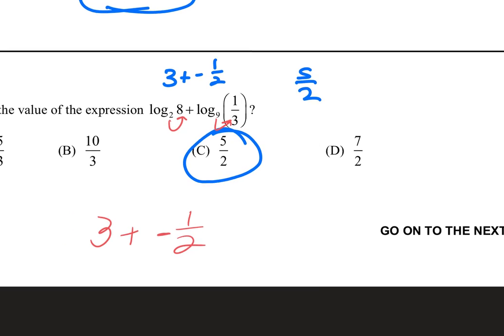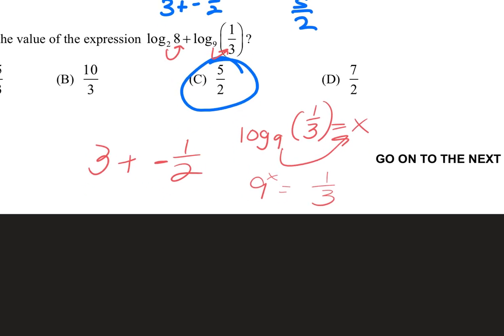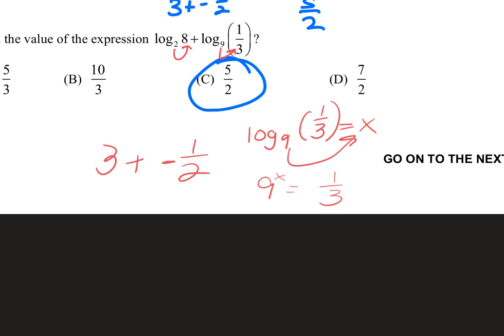So if it confuses you, rewrite it like log base 9 of 1/3 equals what? Now convert it to exponential. 9 to what power gives you 1/3? If you want to change the base to be the same, you could rewrite 9 as 3 squared raised to the x power, and then 3 goes to the top, it would be a -1. Now you can set your exponents equal to each other. 2x would equal -1, and x equals -1/2.